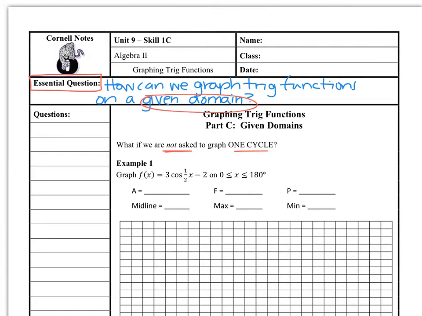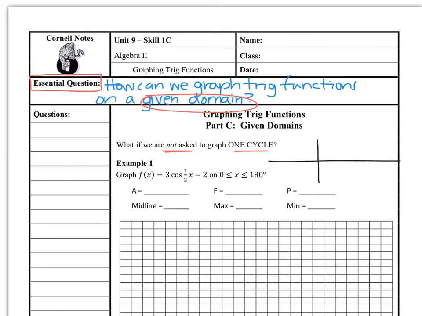So our steps are still going to be pretty much the same. We're going to be looking at amplitude, frequency, and period, the midline, the min, and the max, but also doing a starter graph. And our starter graph is going to help us because we are not necessarily plotting one full cycle. We might be plotting more than one cycle, less than one cycle, etc.